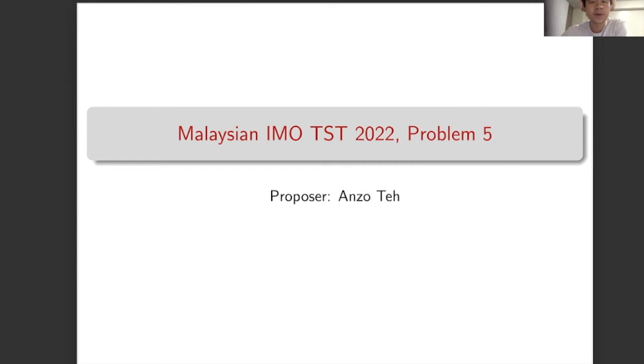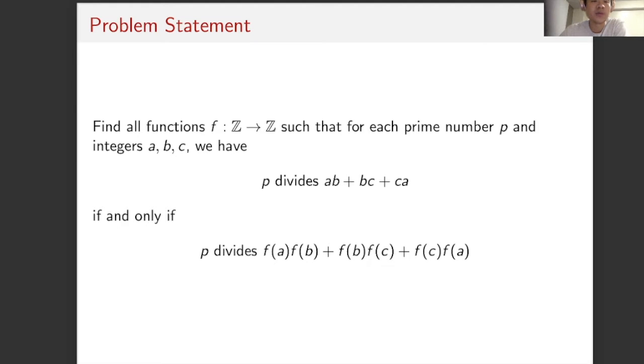Alright, so for today's session, I'm going to talk about a problem that I proposed. This is probably the first math Olympiad problem that I ever proposed in my life. And it was selected as this year's Malaysian IMO team selection test as problem 5, which I was pretty proud of and really honored. So yeah, let's go to the problem statement.